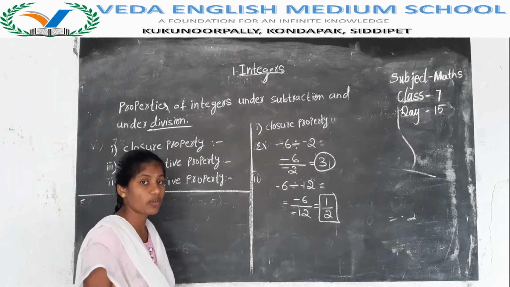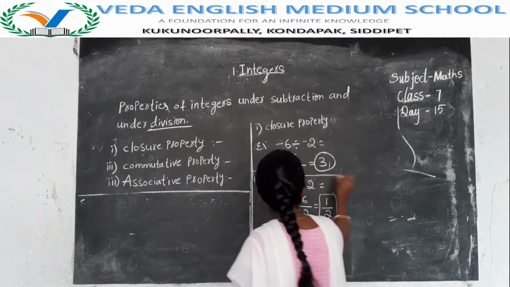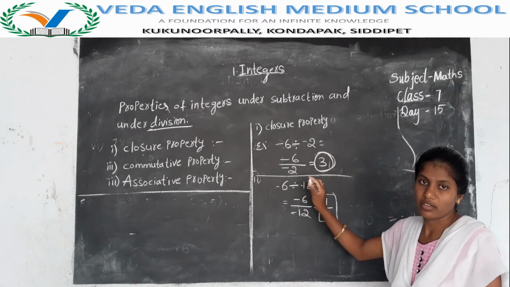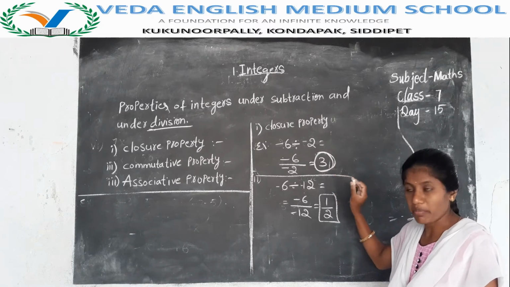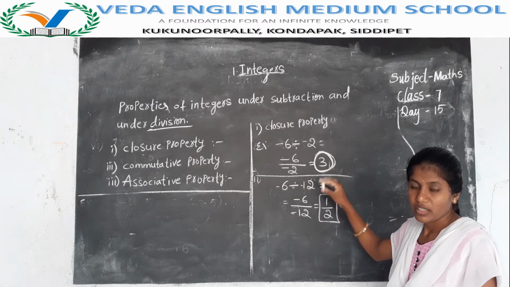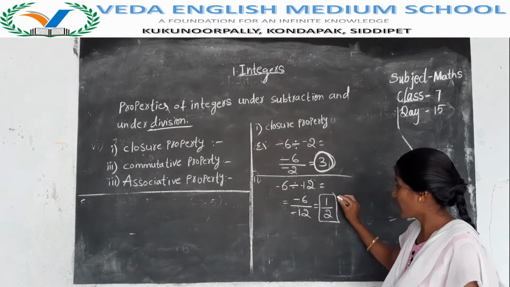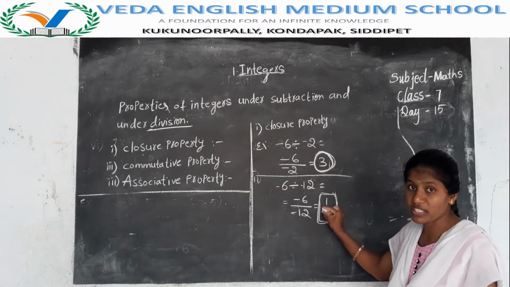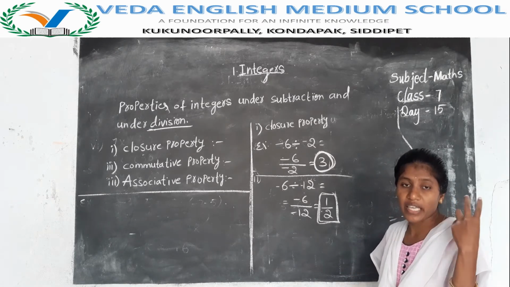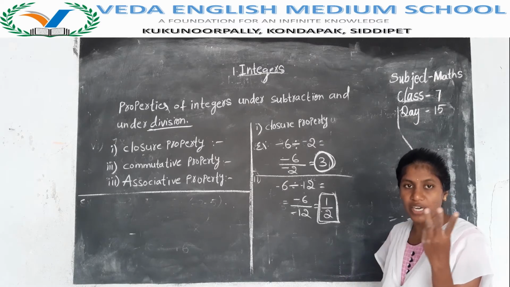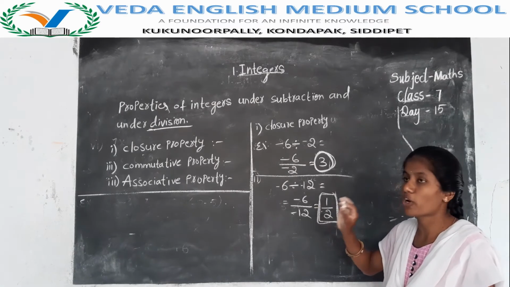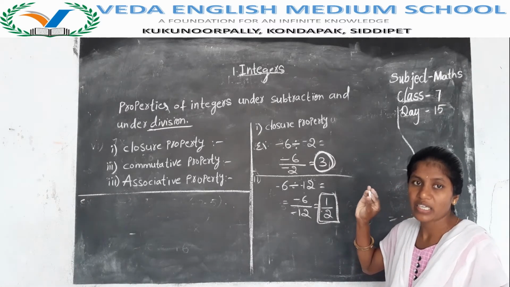Why is that not possible? Because if you divide any two numbers, the answer should be an integer. But that answer is possible only for some numbers. For the remaining numbers, sometimes we are getting the answer in decimals and fractions. So it is not possible. If you get a decimal or fraction, then those numbers are not possible for closure property under division.